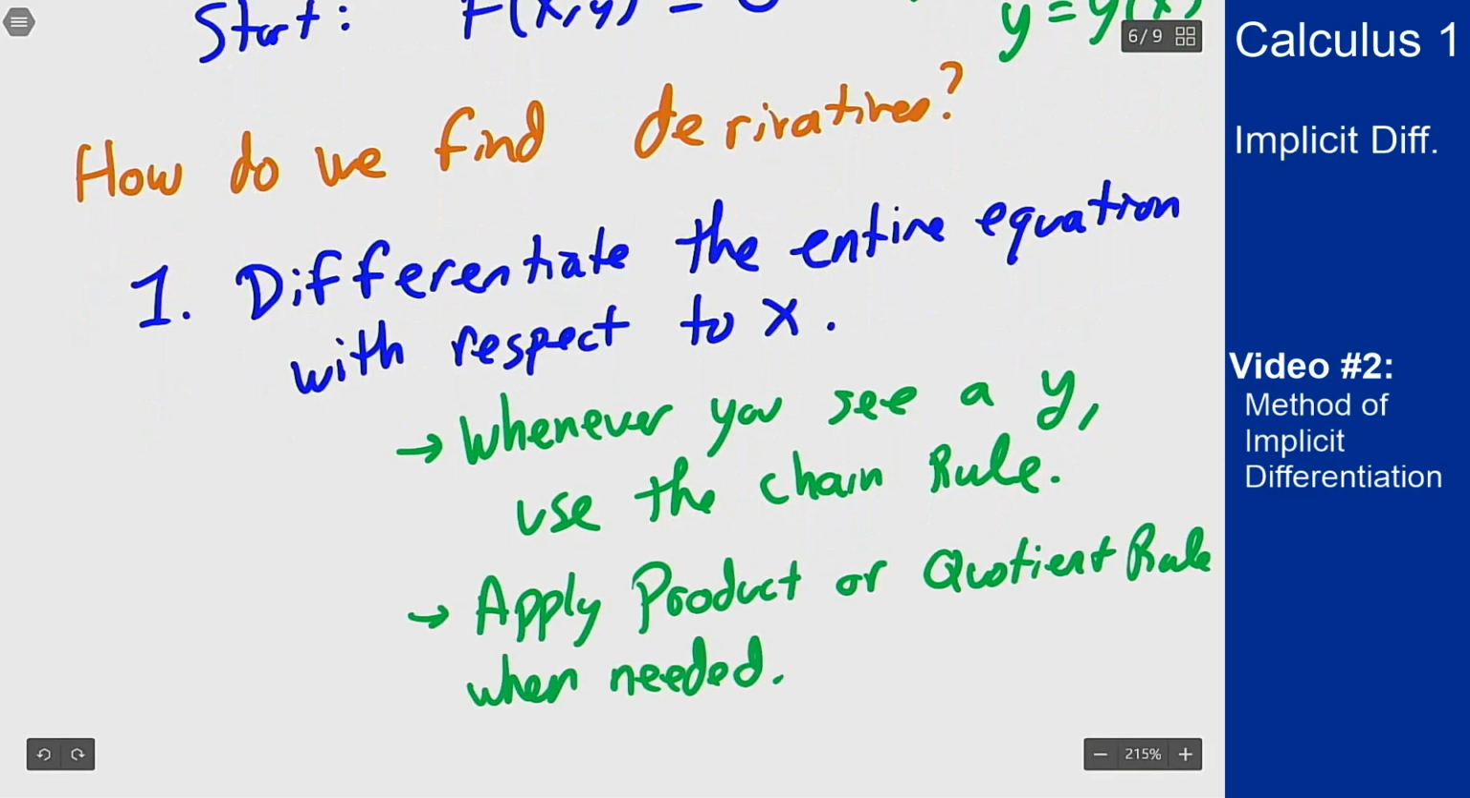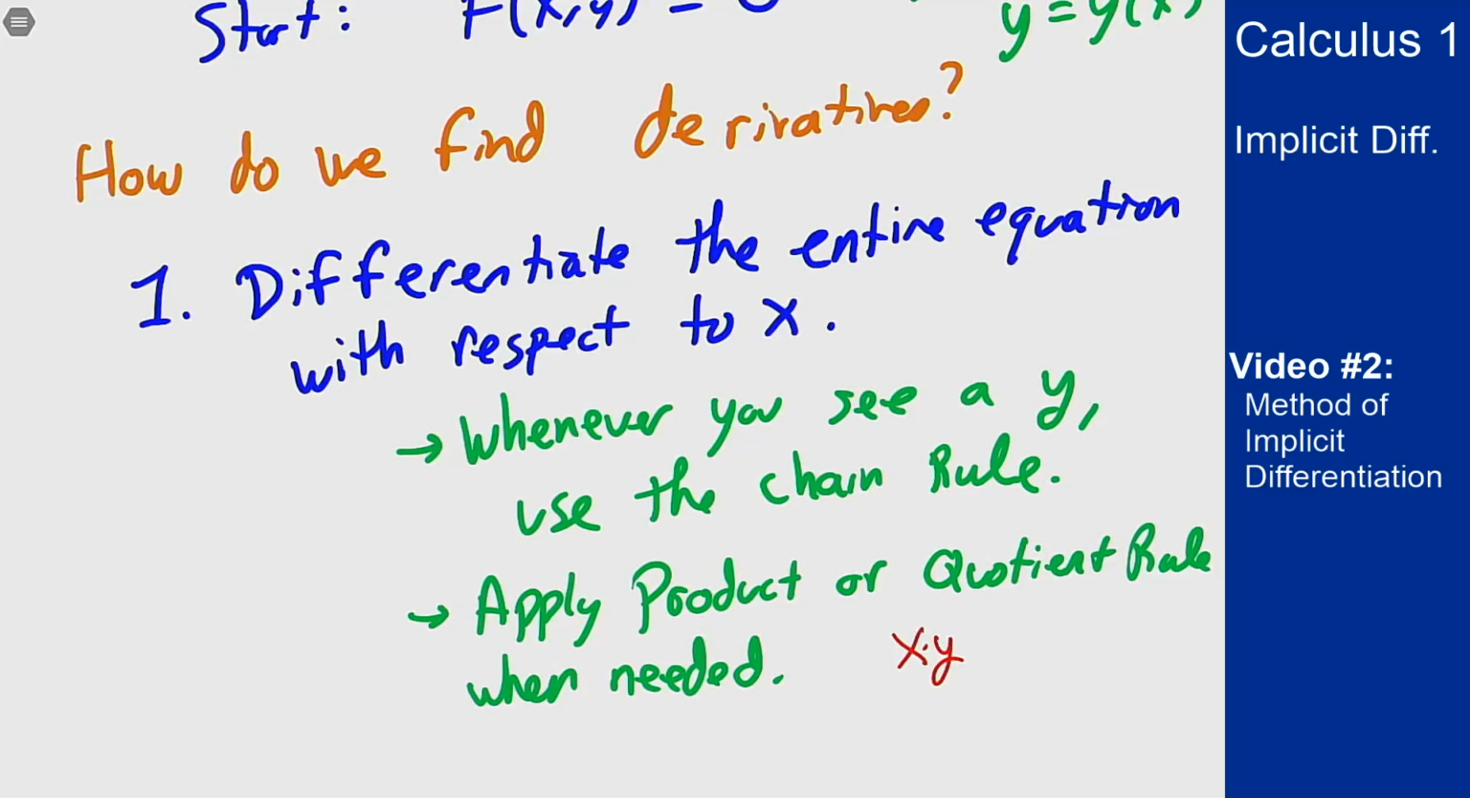A standard example here is something like if you see an x times a y in your function, that's going to need a product rule because this is the function x, which I can differentiate, times the function y, which I can differentiate. You'll have to write this out as a product rule whenever it shows up in your problem.